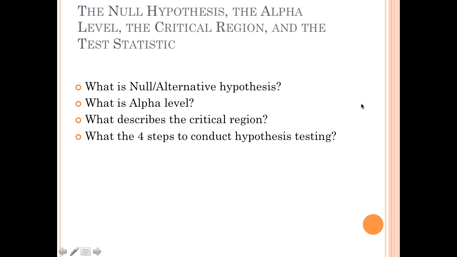So, what is the null and alternative hypothesis? What's an alpha level? What describes the critical region? And what are the 4 steps to conduct hypothesis testing?